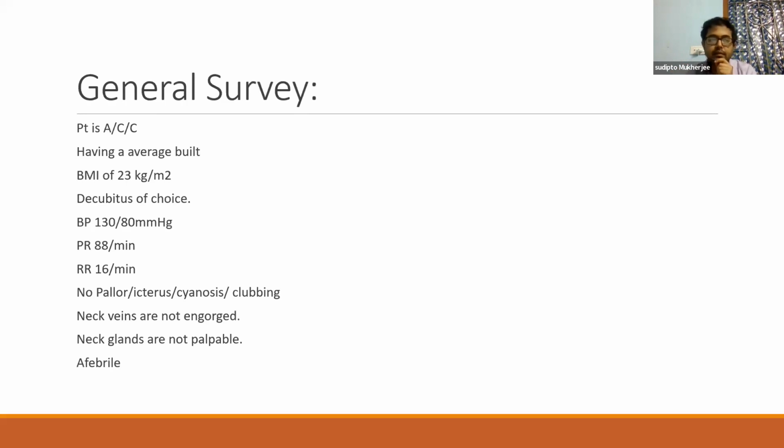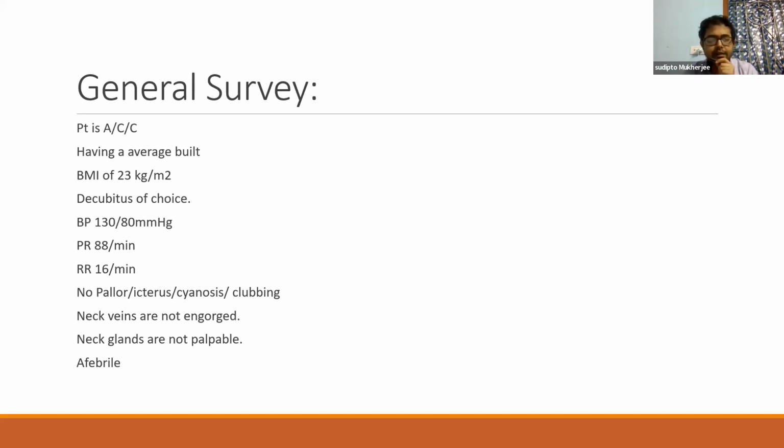On general survey, I examined my patient by taking his consent and keeping his privacy maintained. My patient is alert, conscious, and cooperative, having an average build and BMI of 23 kg per meter square, having a decubitus of choice. His blood pressure is 130 by 80 millimeters of mercury, measured in right upper arm in supine posture, having a pulse rate of 88 beats per minute, which is regular, normal volume, without any radioradial or radiofemoral delay, and all the peripheral pulses can be felt.